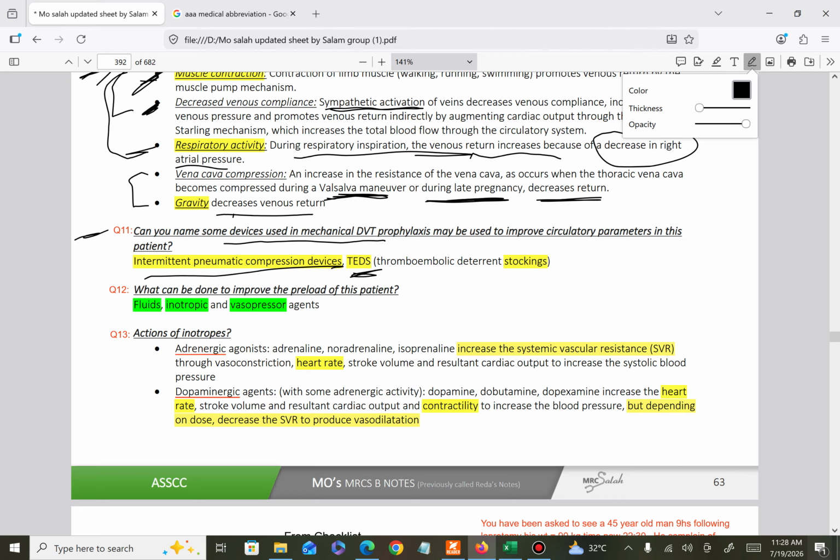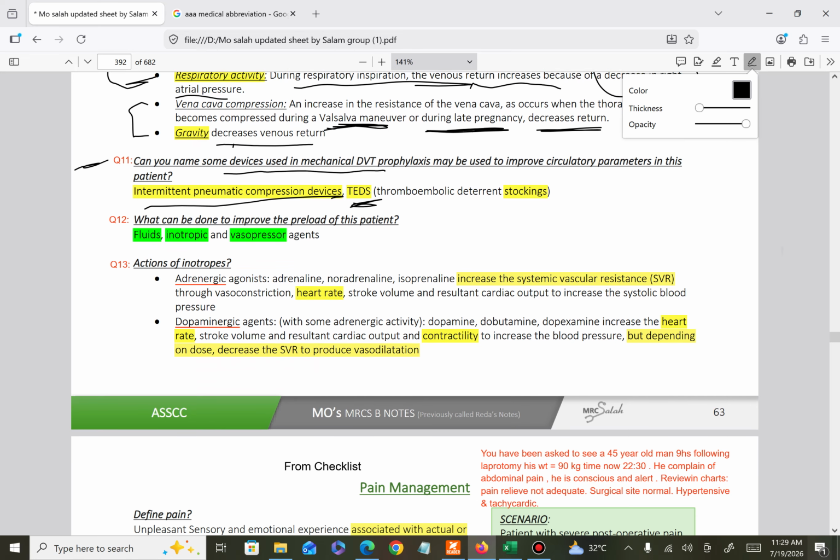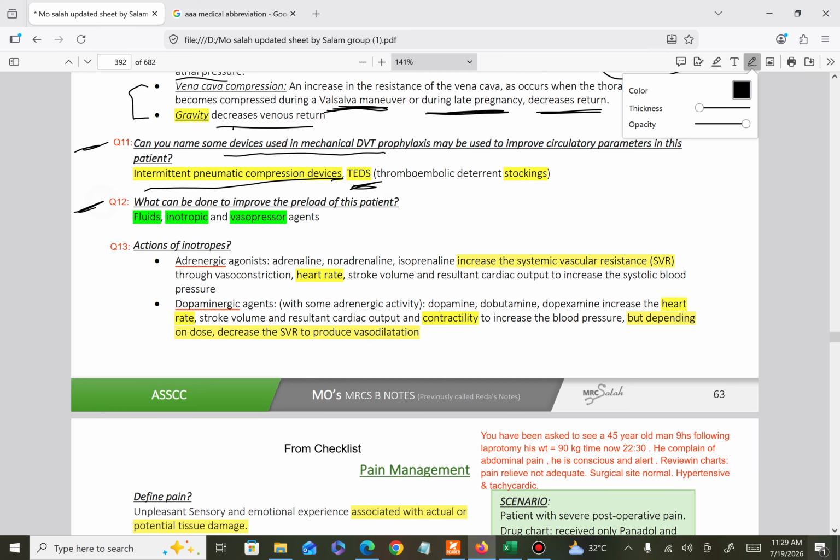Okay, so TED stockings and intermittent pneumatic compression devices can be used for DVT prophylaxis. Now the next question is, what can be done to improve the preload of this patient? For improving preload, we can give fluids, inotropic agents and vasopressor agents.